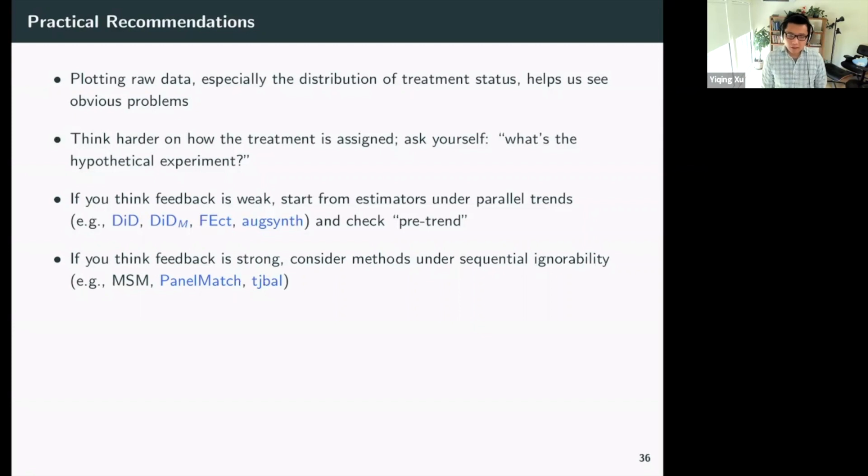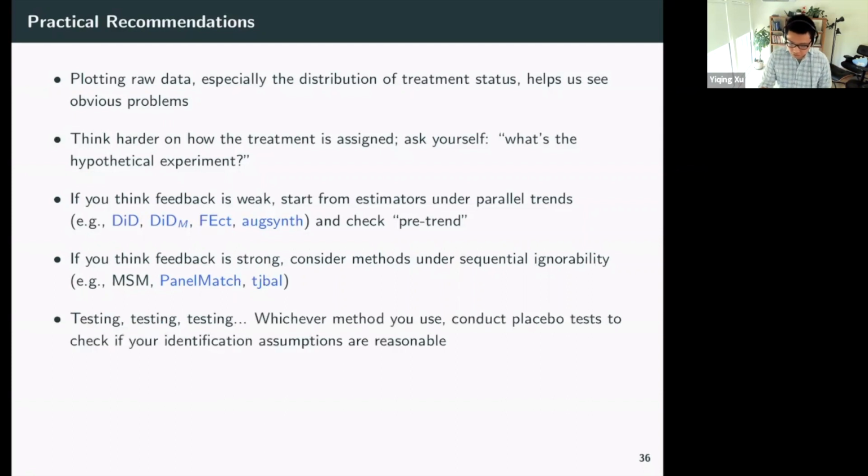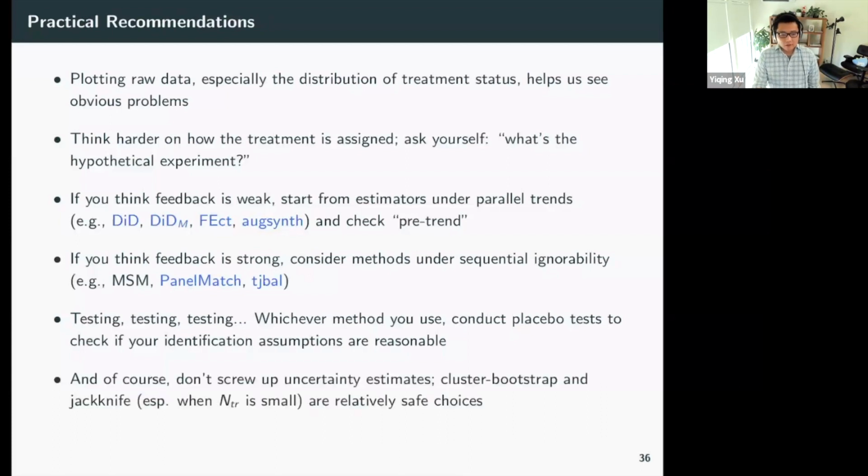In some simple settings, you can use panel matching, trajectory balancing. In more complex settings, you probably need to use MSM, although right now MSM still requires pretty strong functional form assumptions. Testing is very important. Whichever method you use, at least you can be very innovative. At least you need to conduct some type of placebo test to make your assumption falsifiable, right? To check whether your identification assumptions are practically reasonable. And of course, uncertainty estimates are very important.